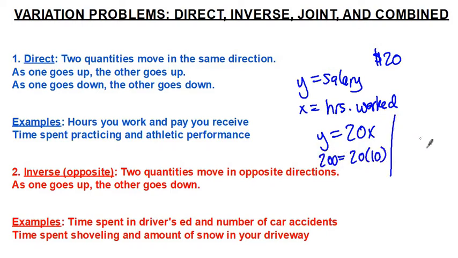Okay, what happens if X goes up? So instead of working for 10 hours, let's say we work for 20 hours. So we just increase the X. What's going to happen to the Y? Y is going to go up from $200 to $400. So that's what it means when we say things are directly related. One goes up, the other one follows. If one goes down, the other one goes down too.